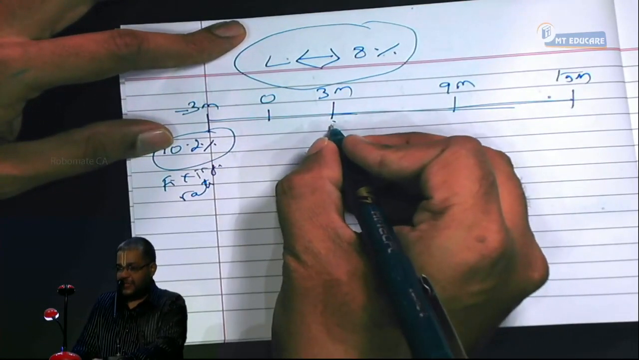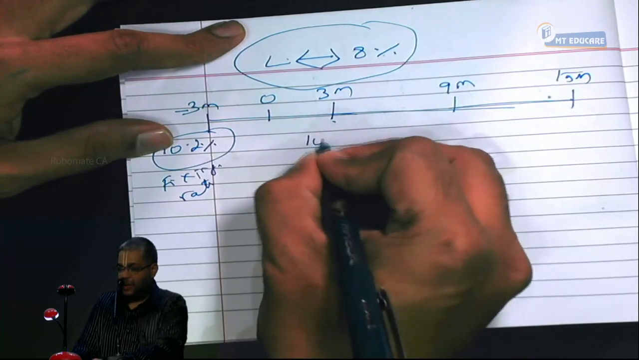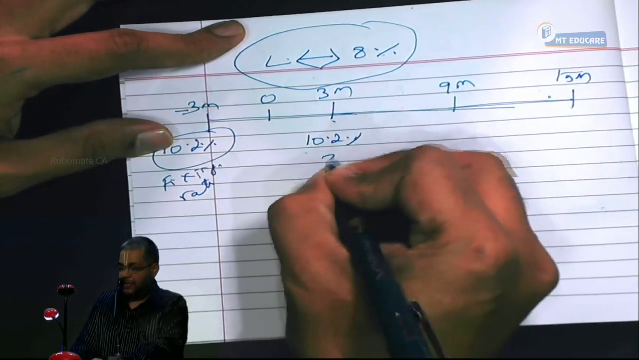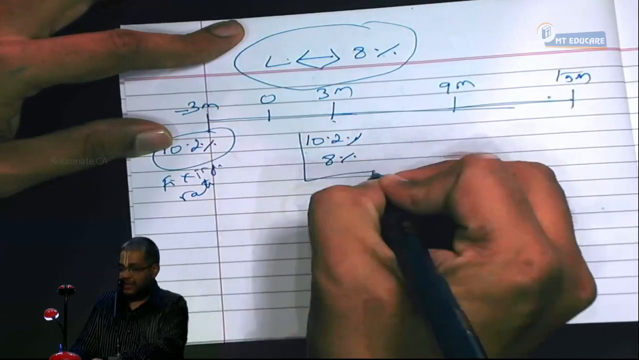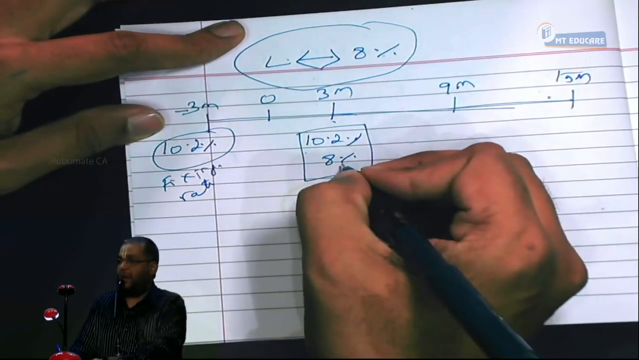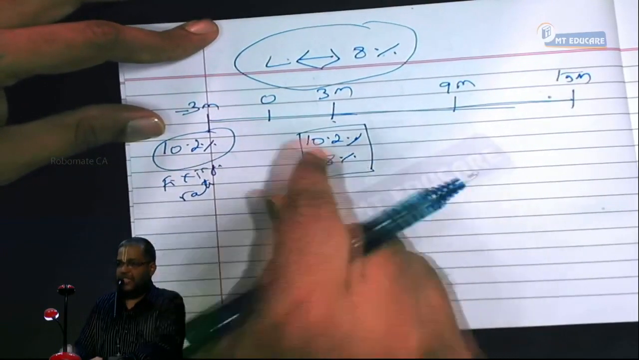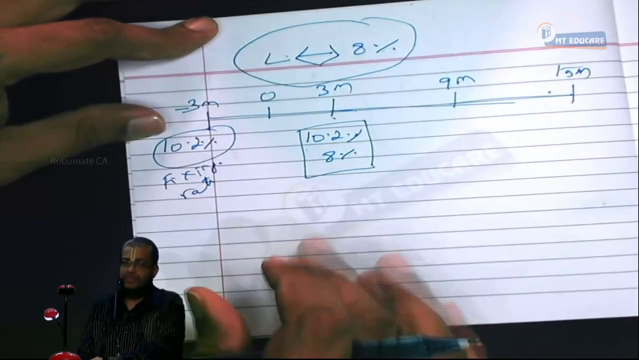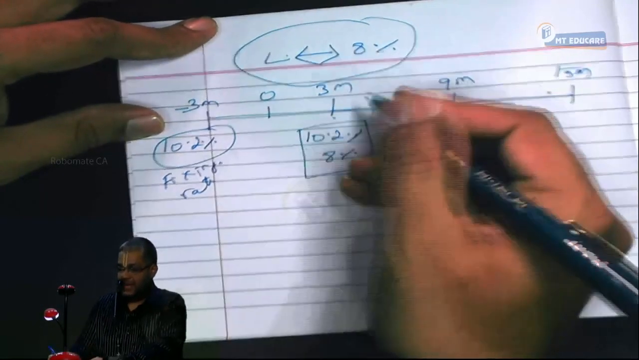Now, tell me, the first swap cash flow will be what against what? 10.2 against what? 8%. So this is point number 1. Yes or no? Next.